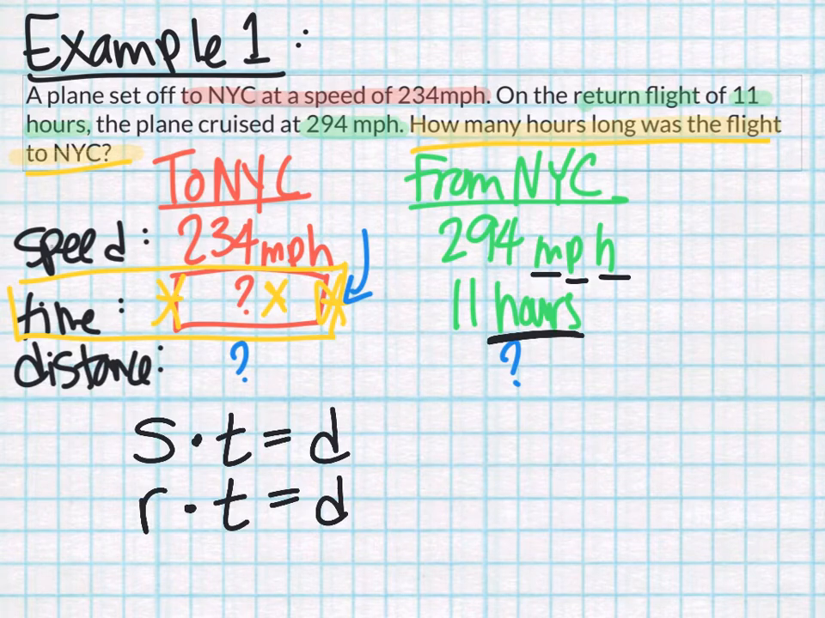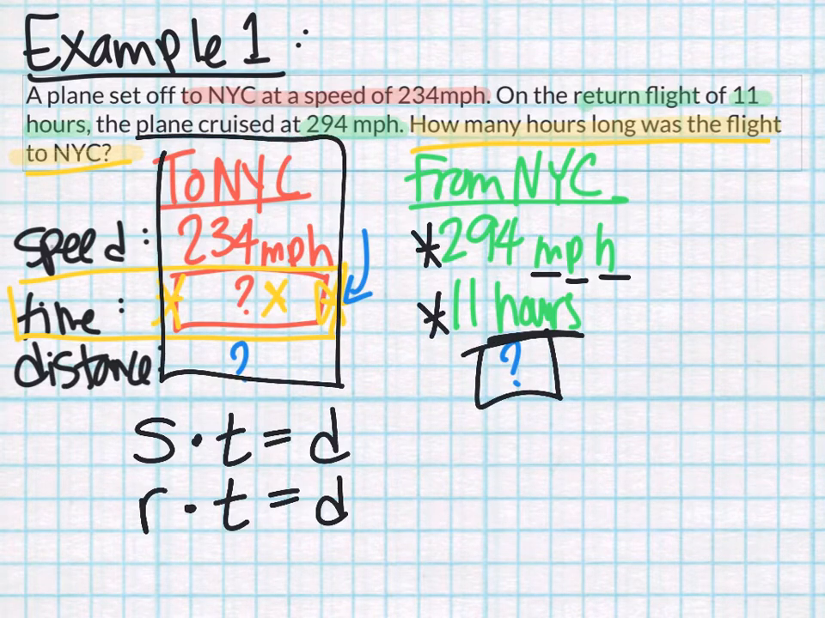So I've got my speed. I've got my time, I can find the distance. Because over here on my to New York City, I'm missing 2. I can't find the time if I don't have the distance that it goes. So I'm going to start with going from New York, figure out the distance, then I can plug it in on the to New York side. So speed or rate is 294 miles per hour. Times 11 hours, that is going to tell me how far did I go.